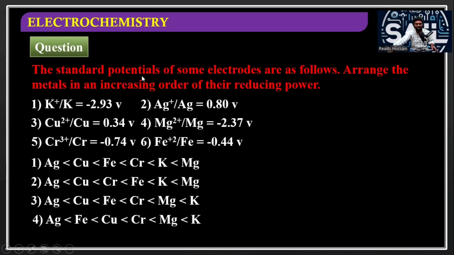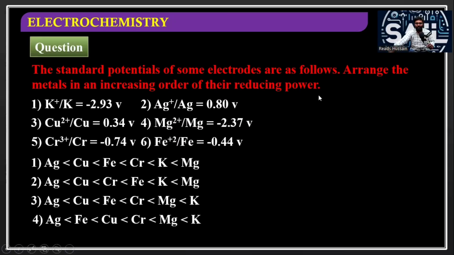Standard potentials. Potential means reduction potential. Standard potential means standard reduction potential of some electrodes are as follows. Arrange the metals in increasing order of their reducing power. I will give you a small statement. You please note down in your notebook.